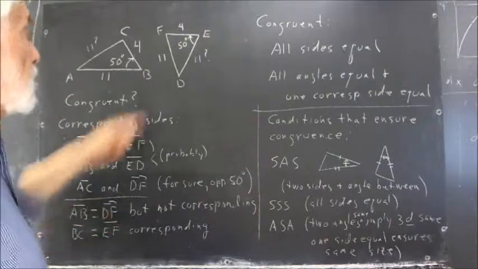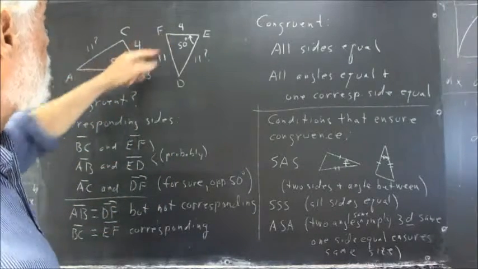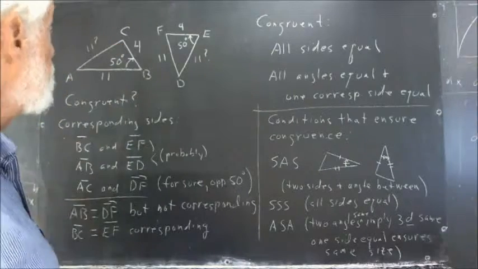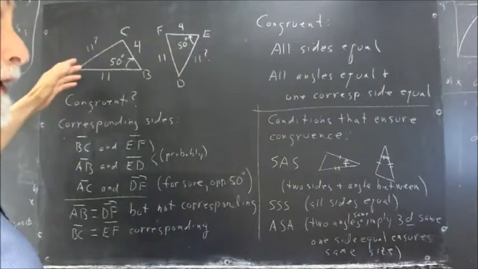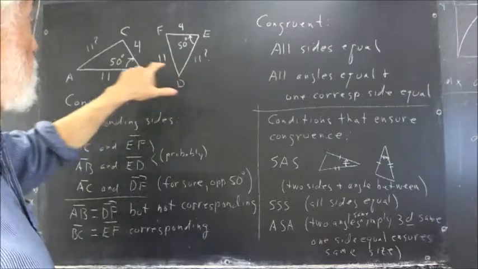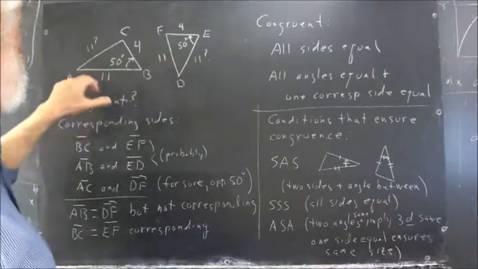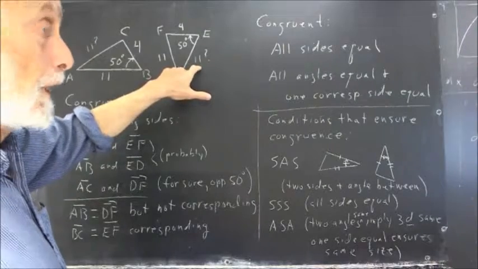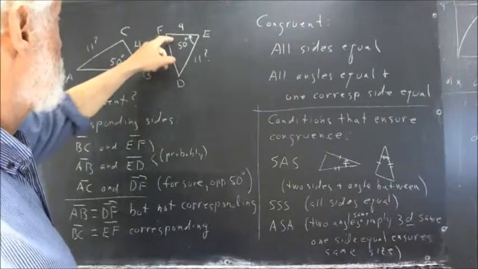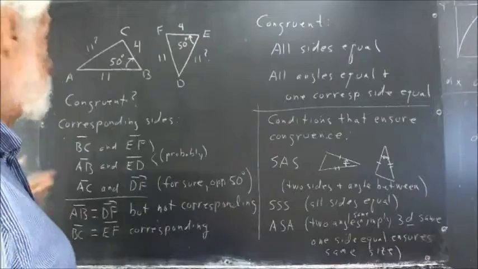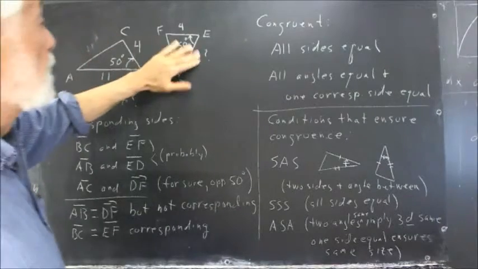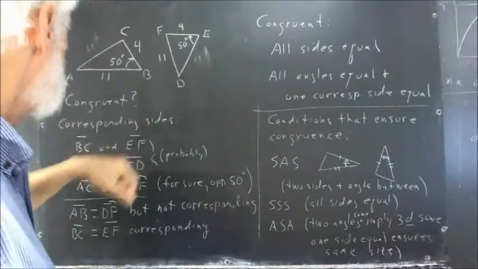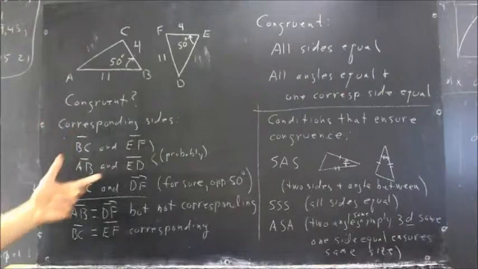Now, if, for example, we knew that this was 50 degrees here and this angle was 50 degrees here, then the triangles would be isosceles, and we could conclude that this side equals this side and this side equals this side, so that these two question marks on the 11 would be confirmed. But unless this angle and this angle are both 50 degrees, that's not the case. So we can't establish that. So we can't establish congruence.